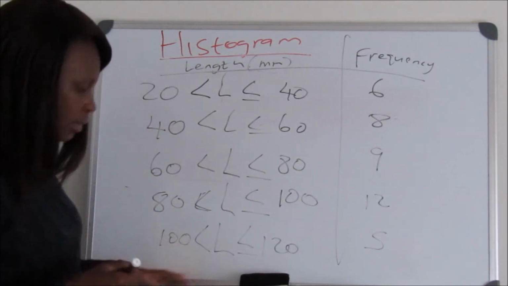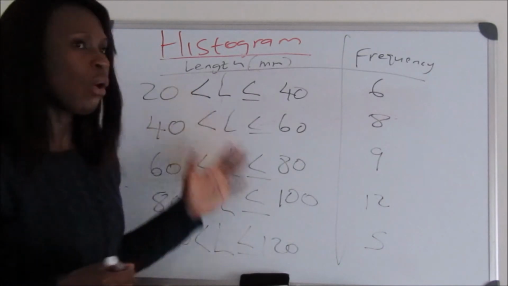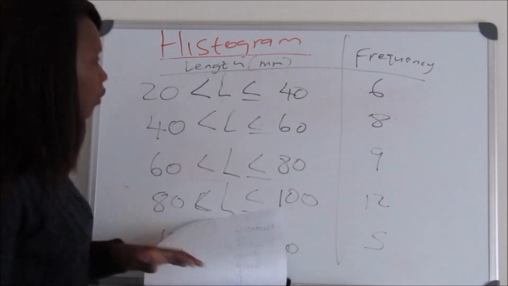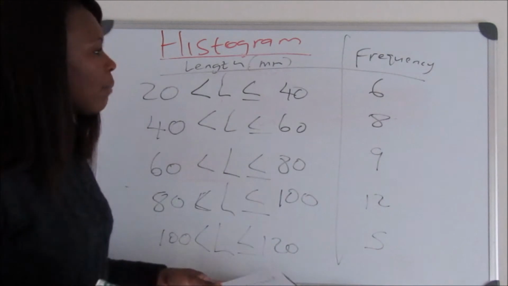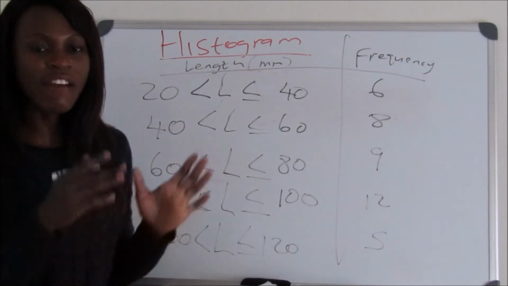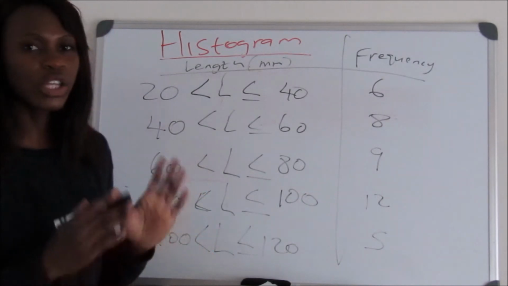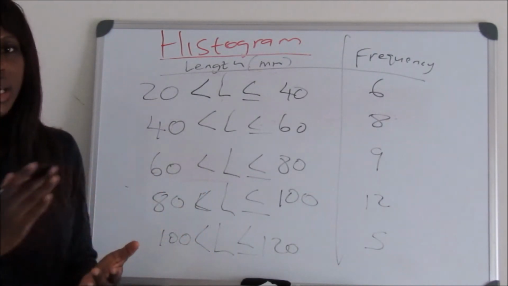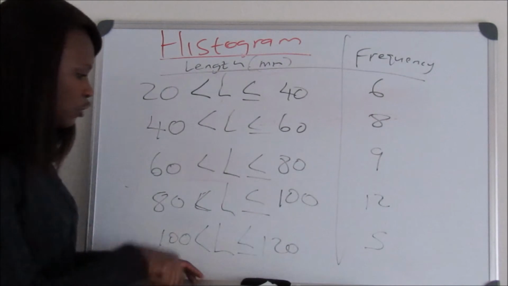So from this information that we are given, we can now construct a histogram, where on the x-axis we will have the length, and on the y-axis we will have the frequency. Remember, when you are drawing a histogram, your bars must have the same width, and there should not be gaps between the bars that you are drawing.